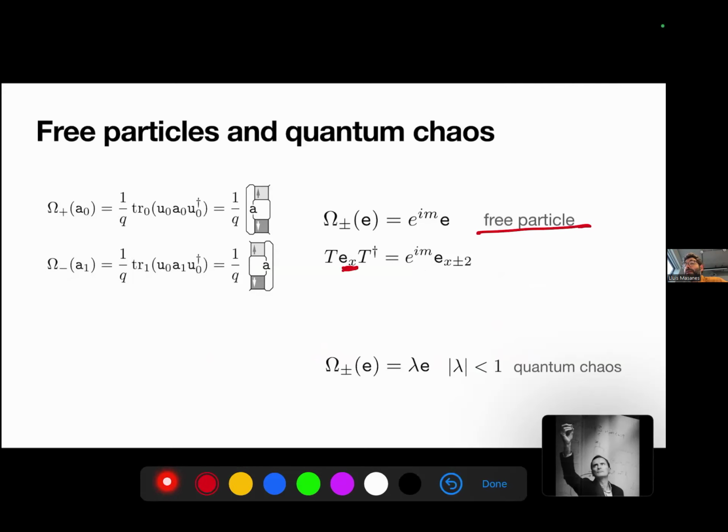mapped to the same operator at site X plus 2, or X minus 2, depending on if it's on the left leg or the right leg of the dual unitary. So these are free particles that don't interact with each other. This is the associate phase.